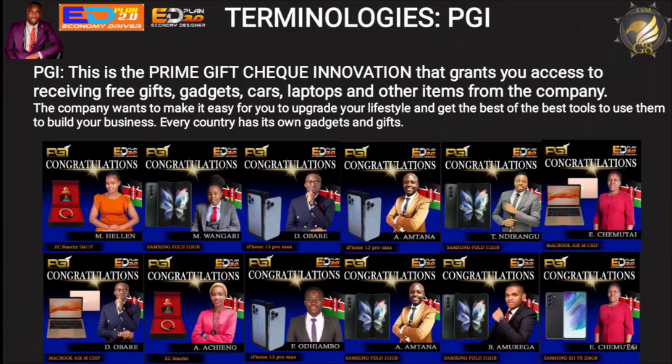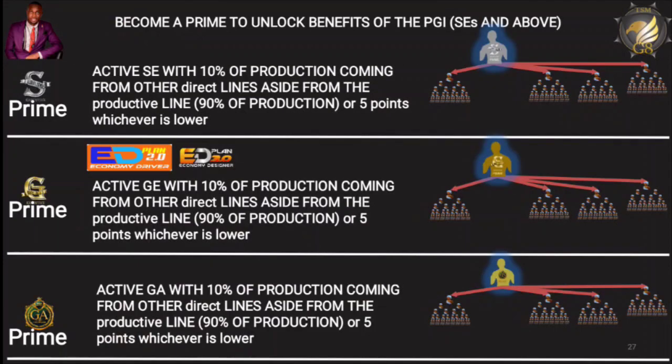So let's see. The company wants to make it easy for you to upgrade your lifestyle and get the best tools to build your business. Every country has its own. So this is just part of the support of the business, okay? Now, how do you become a prime to unlock the benefits of the PGI, okay?